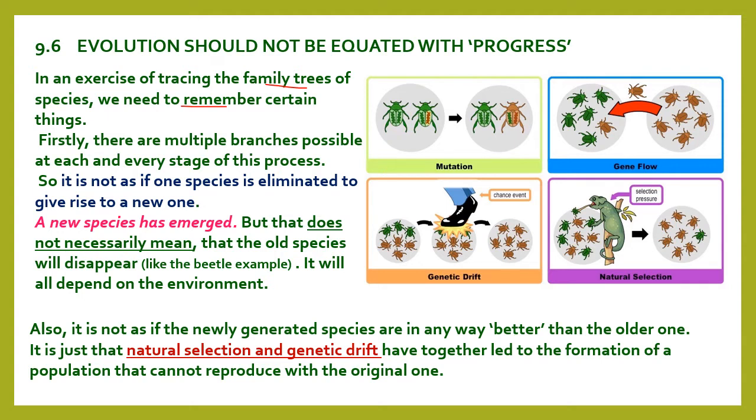And what are those things? The first one is there are multiple branches possible at each and every stage of this process. So, it is not as if one species is eliminated to give rise to a new one. A new species has emerged, but that does not necessarily mean that the old species will disappear. If you remember in earlier sessions, I have given you the example of beetle. New species has emerged, but earlier species was also there. It will not disappear anyhow. Everything depends on the environment.